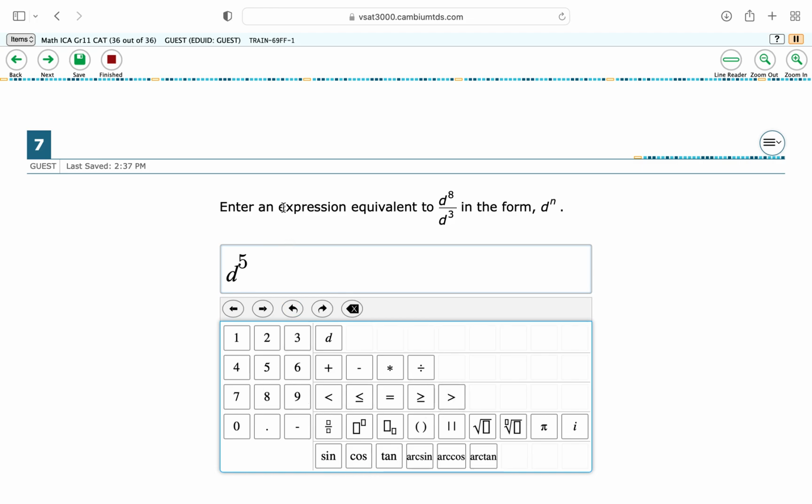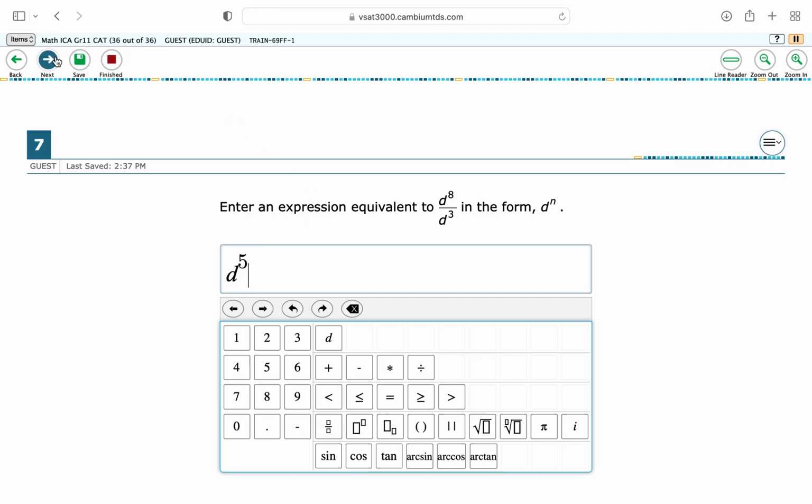Really quick, this problem says expression. Expressions don't have equal signs, but equations, which we'll see later on, do have equal signs. So keep in mind the difference between an expression and an equation.